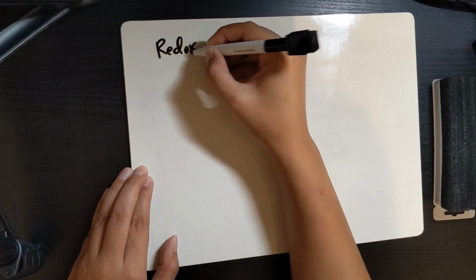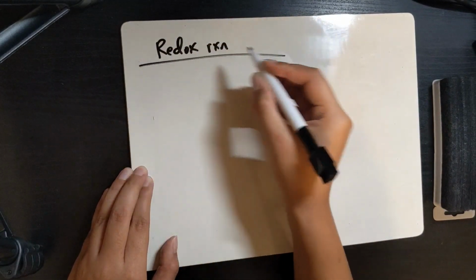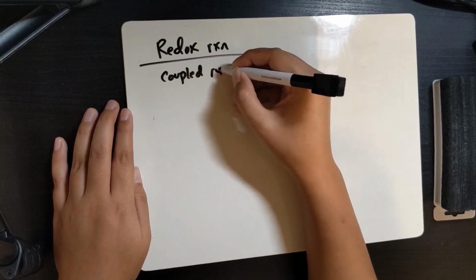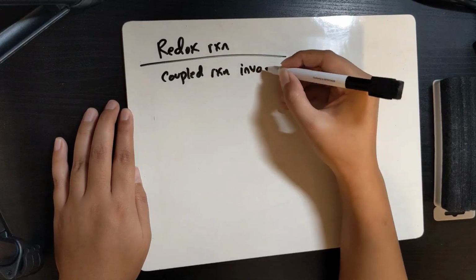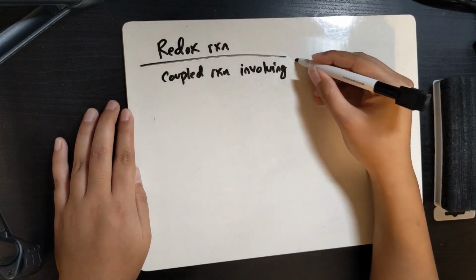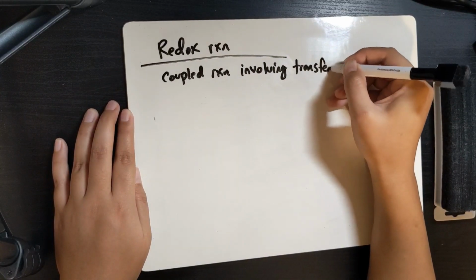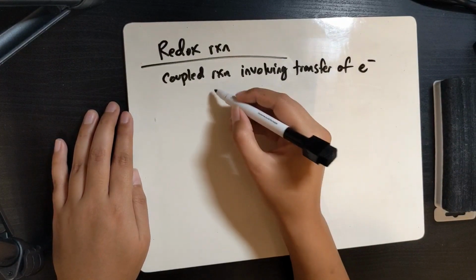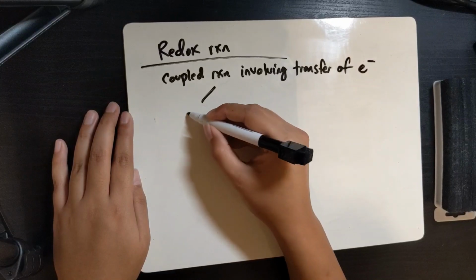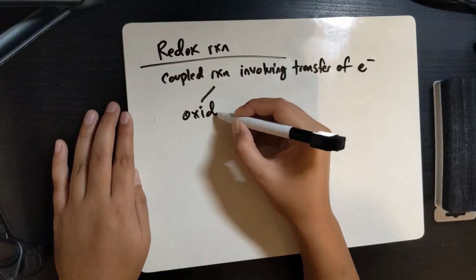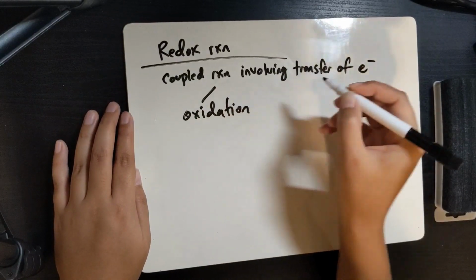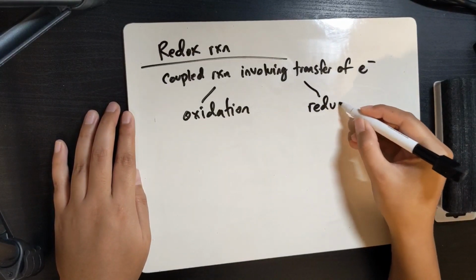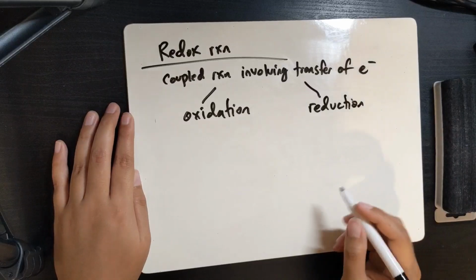Redox reactions. A redox reaction is a coupled reaction involving the transfer of electrons. In a redox reaction, the molecule or atom is either oxidized in an oxidation reaction or reduced in a reduction reaction.